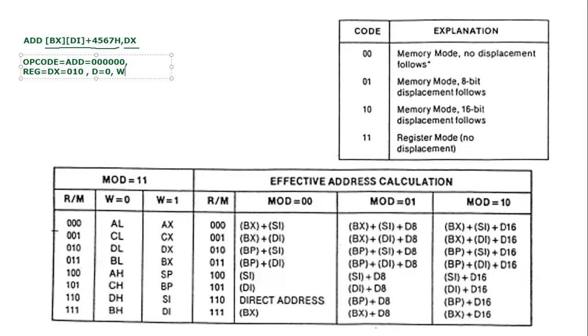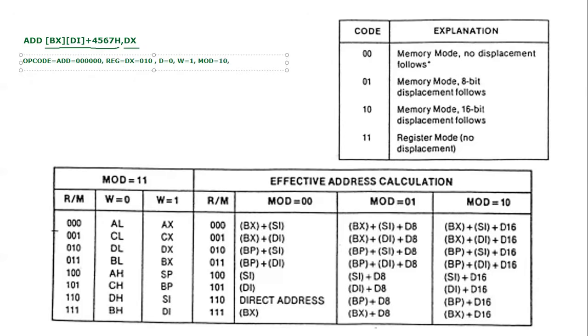W is the size of the operation, and that is 16-bit, because a 16-bit register is involved, right? So W would be 1. Next thing we need to know is r/m or the mode. The mode is a memory operand, and furthermore, you can see that there is a 16-bit displacement. Why 16-bit? Because 4567 is a 16-bit number which is used as a displacement in the effective address. So for 16-bit memory mode, our mod will be 10.